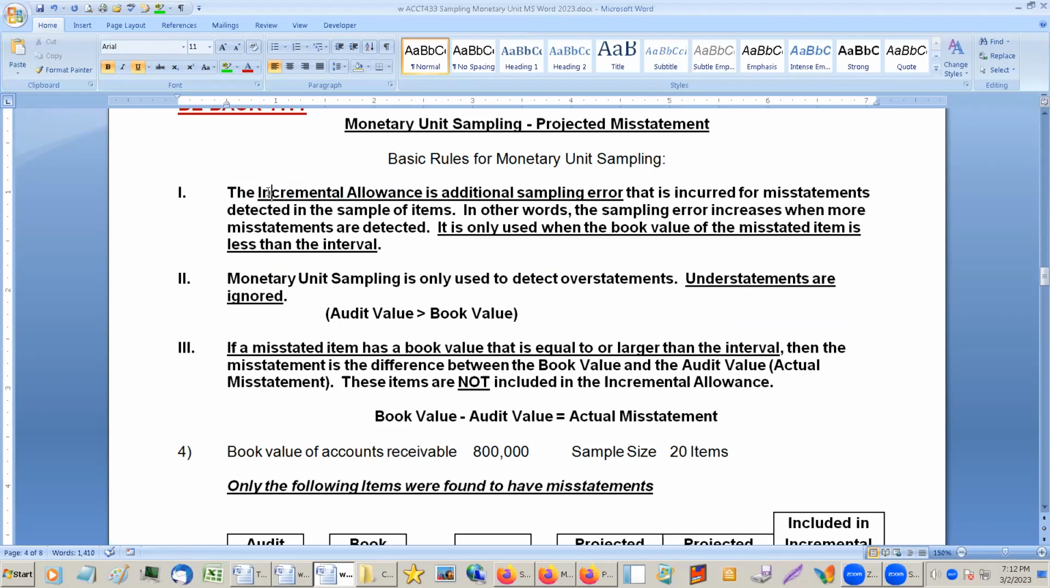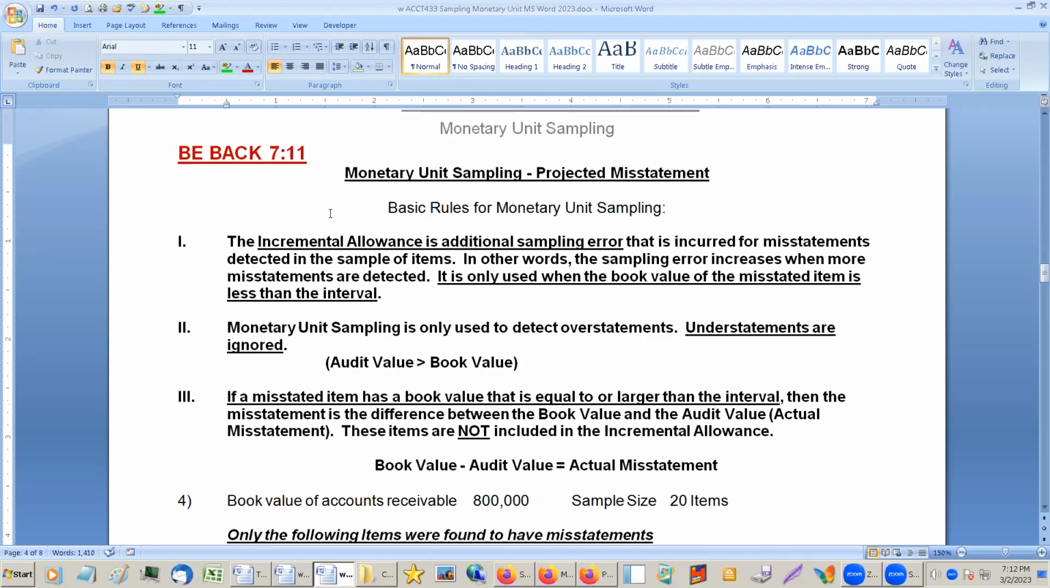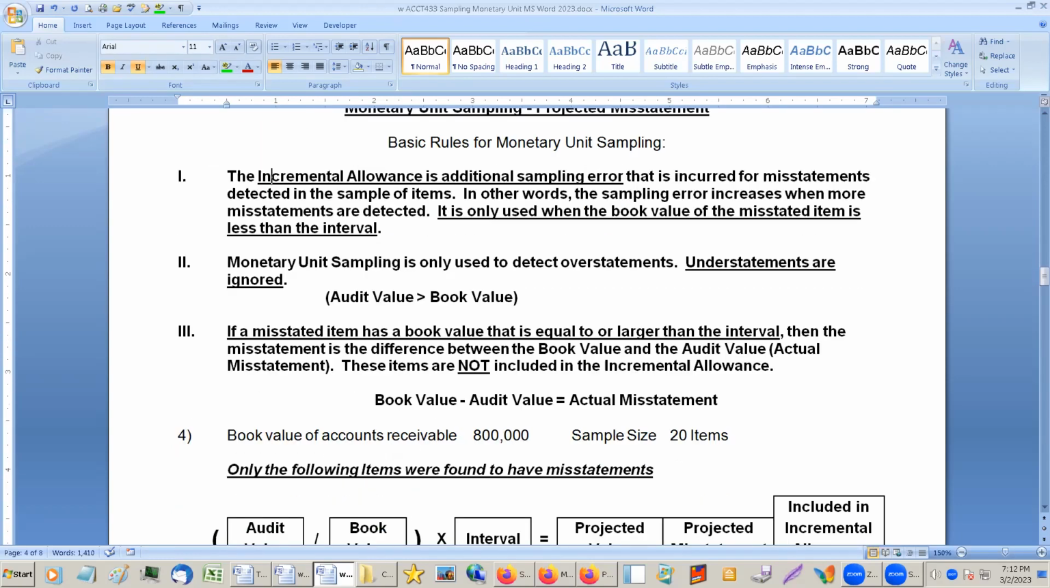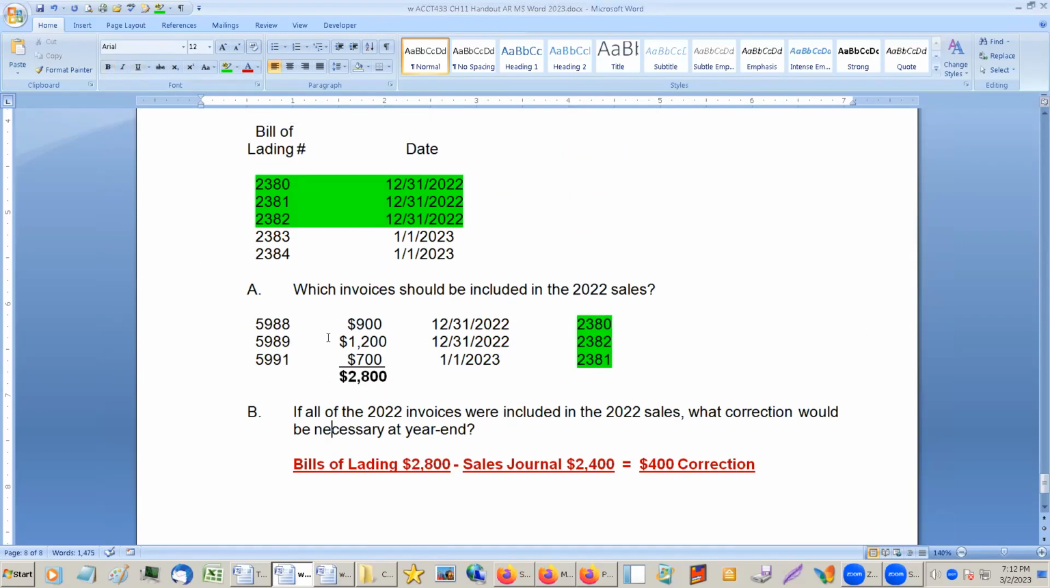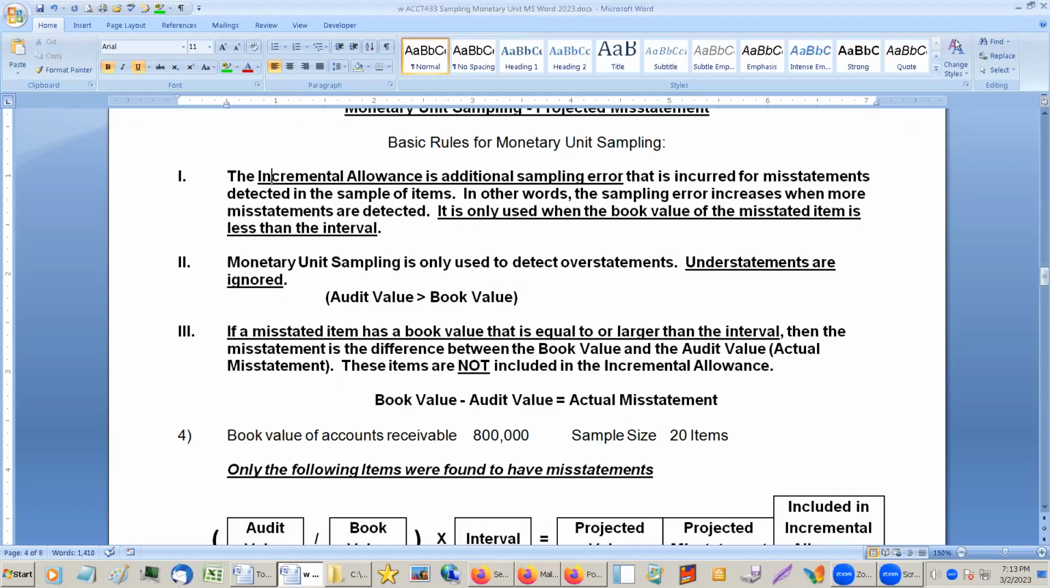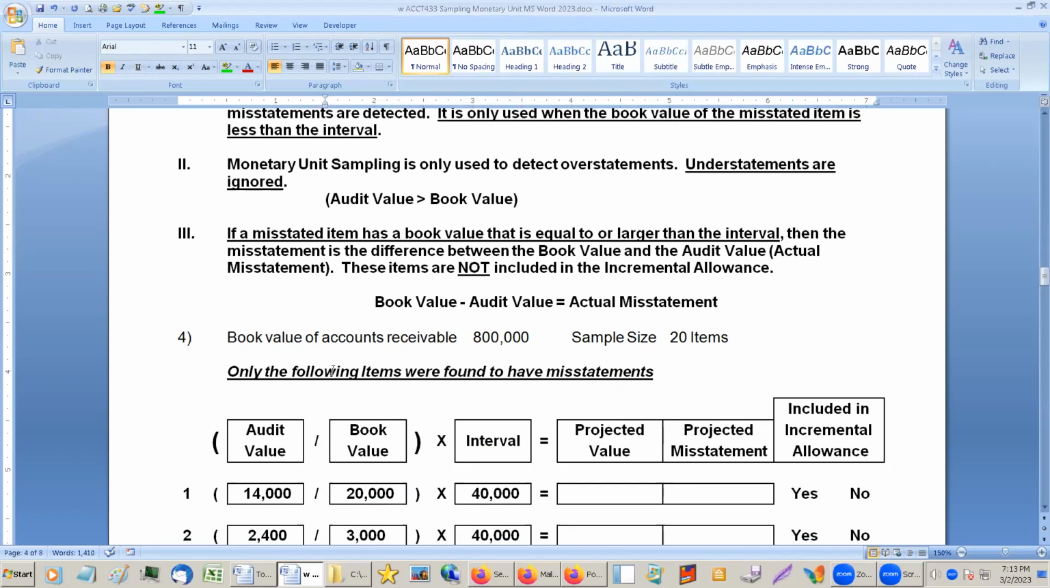Okay, Professor, that handout is not in our notes. It's not. You should have it from last week. No? Hold on a second. Let me see. Oh, yes, it is. It's so small on our paper. Okay, sorry.